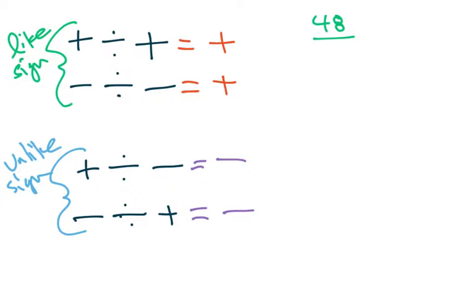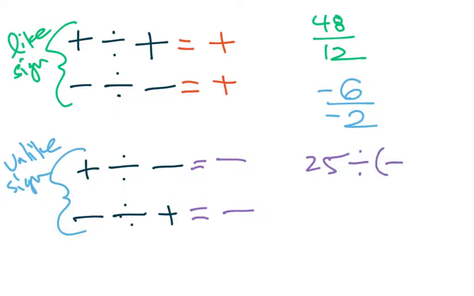If I had positive 48 divided by positive 12, a positive divided by another positive. Or what if I had negative 6 divided by negative 2? Again, a negative divided by a negative. What if I had a positive 25 divided by a negative 5? Okay. What if I had a negative 12 divided by a positive 4?